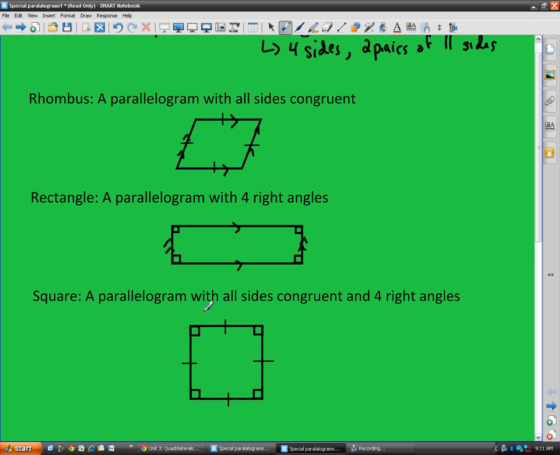And then finally, a square. A square is a combination of a rhombus and a rectangle. It not only has four congruent sides, but it has four right angles, and by definition, since it is a parallelogram, the opposite sides would be parallel also, and it's four-sided. So there we go. That's our definitions of our special quadrilaterals.